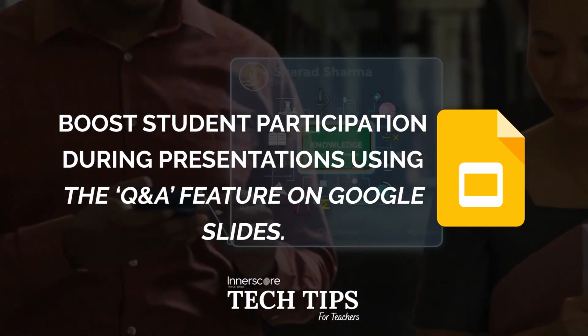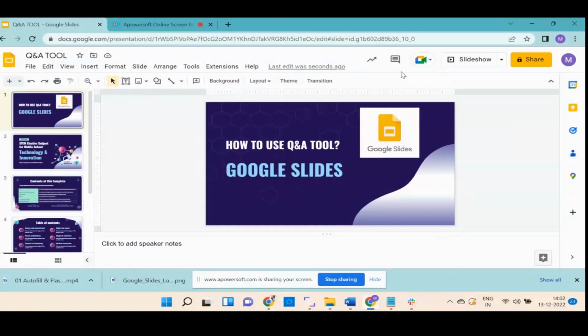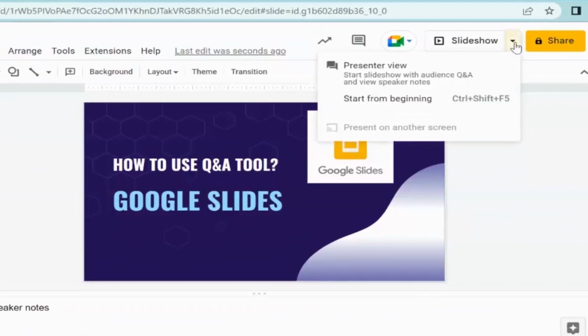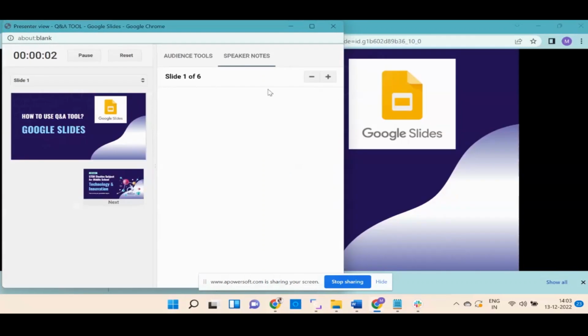Here is how you can do so using the Q&A feature on Google Slides. Firstly, go to the top corner where you can see the word slideshow. You will then be able to see an additional option, that is to use the presenter view, which will then be able to open up a new menu.